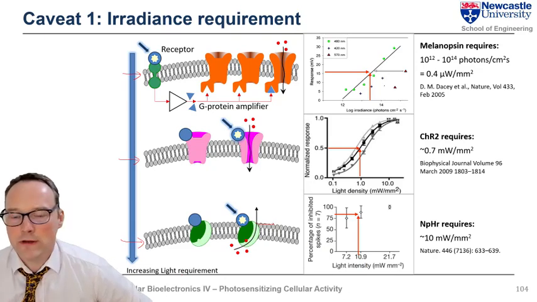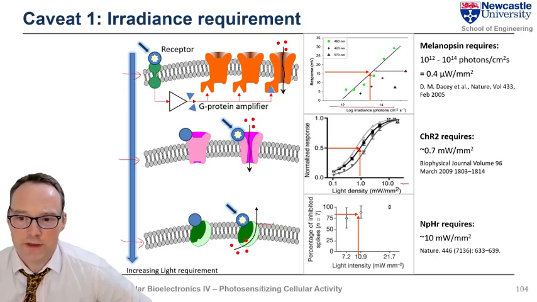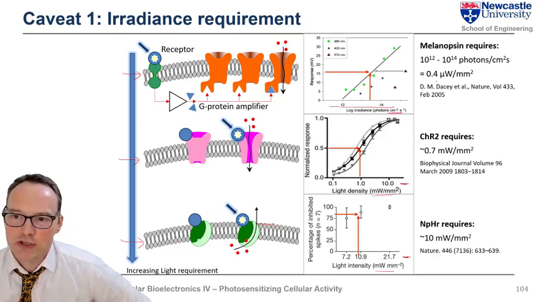Now what these are graphs. So this is for the GPCR approach. This is for the channelrhodopsin approach. This is for the halorhodopsin approach. Now, unfortunately, people in the community use different units, milliwatts per millimeter squared, sometimes photons per centimeter per second. So let me translate that.